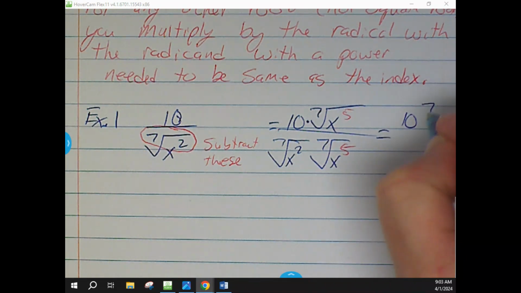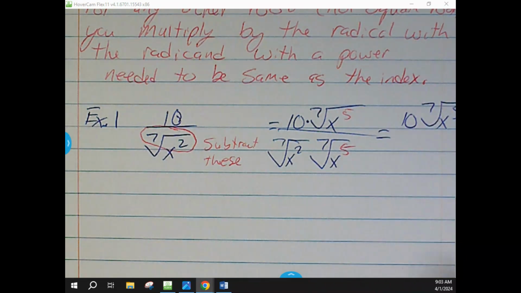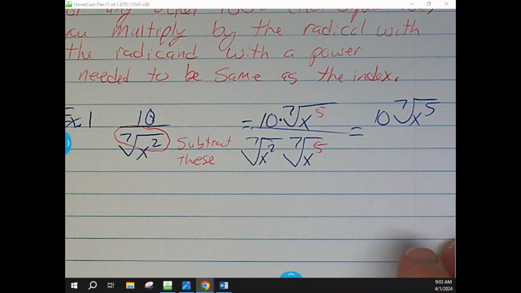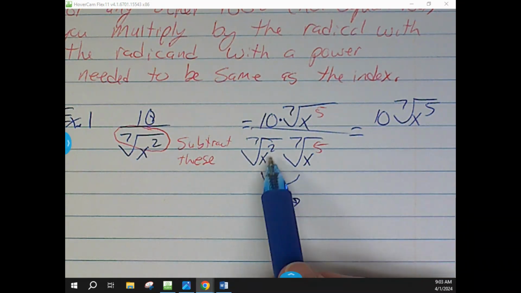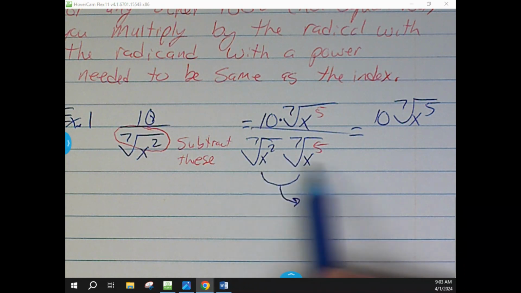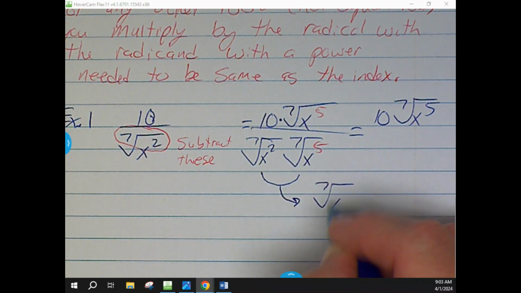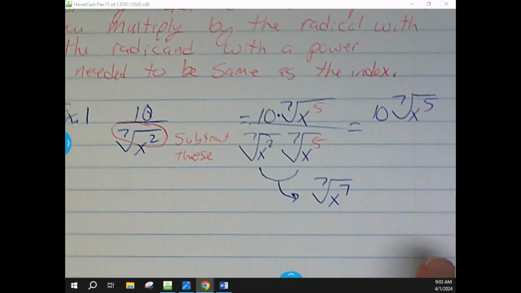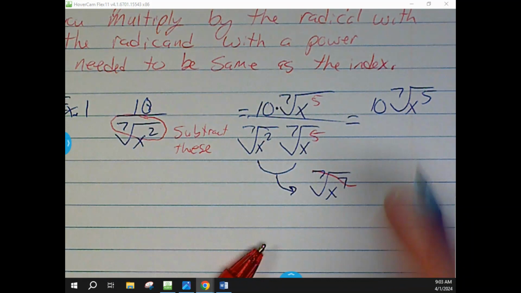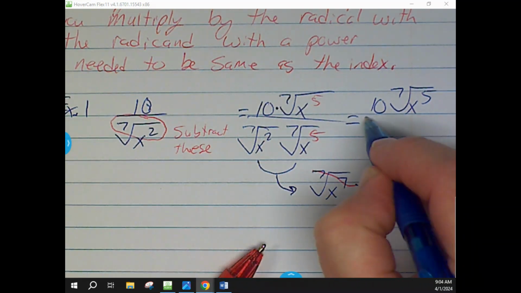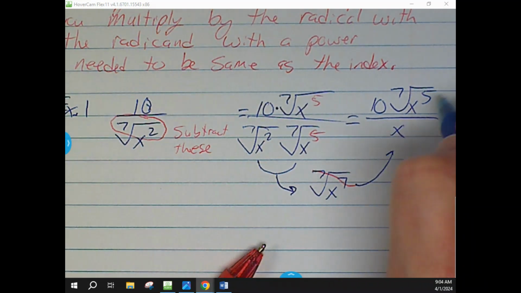Okay, top part. Nothing you can really do to simplify that one. It's just 10 times the seventh root of x to the 5th. But on the bottom, what happens if we take x to the 2nd and x to the 5th and put those together? Make it x to the 7th, right? And as long as we've got the seventh root of x to the 7th, these two things cancel, which means we just get a plain old x there. And that's the final answer that we're looking for.